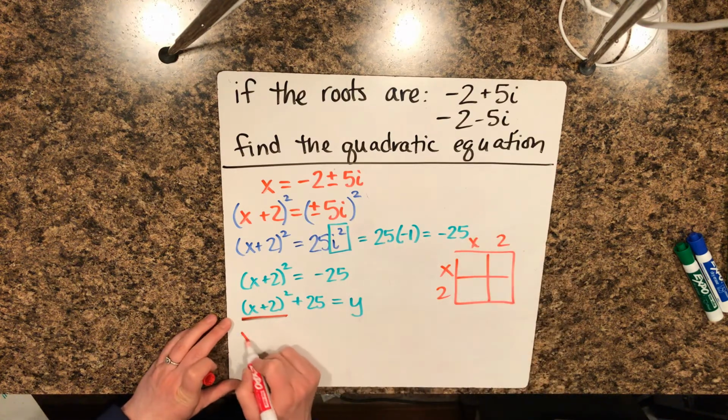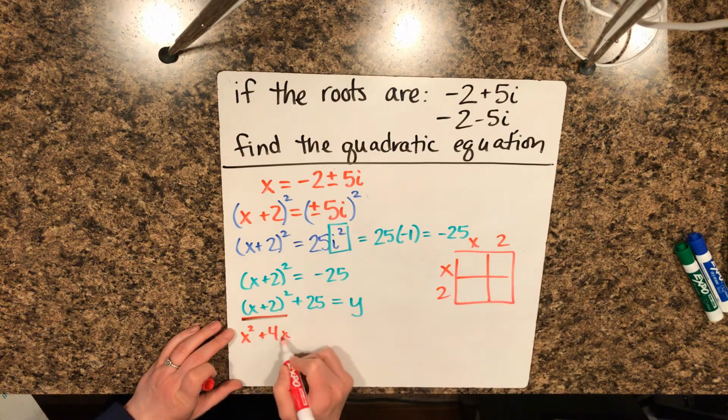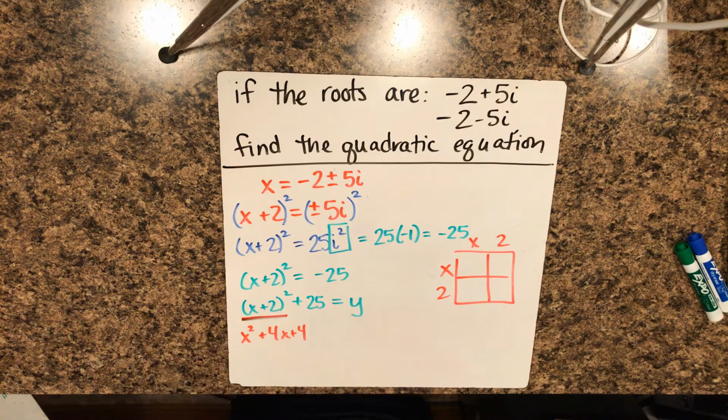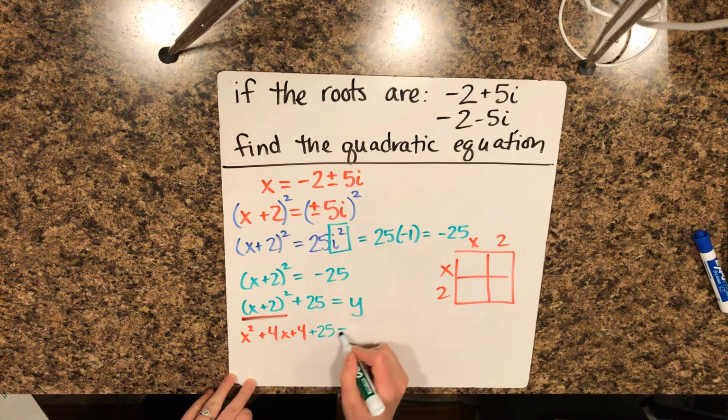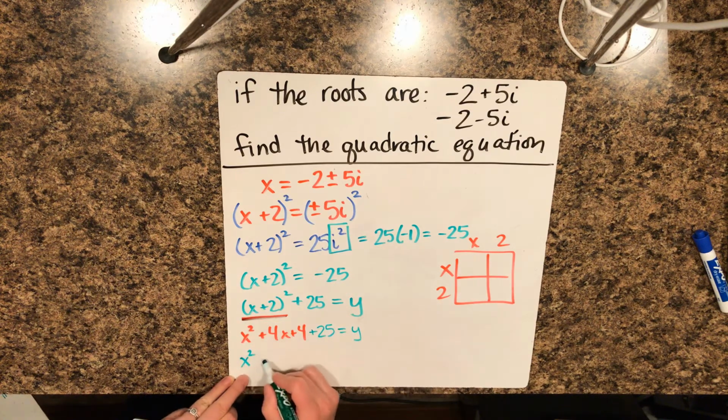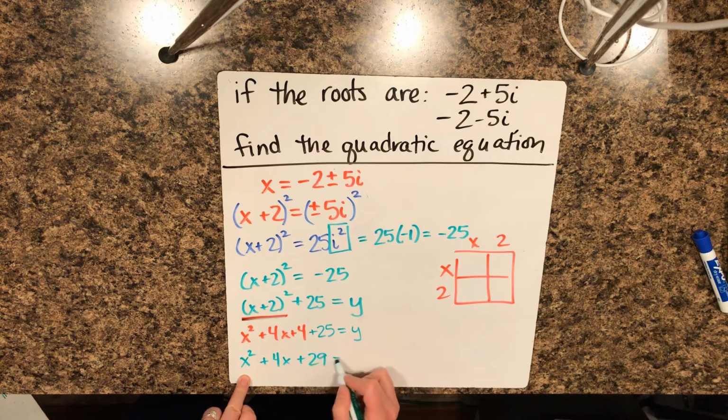When you multiply that out, you're going to get x squared plus 4x plus 4, just for that part right there. Don't forget to add the 25. So the correct solution was y equals x squared plus 4x plus 29. That was your best choice.